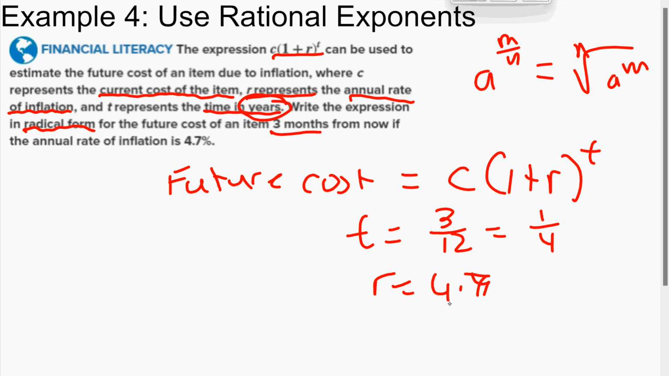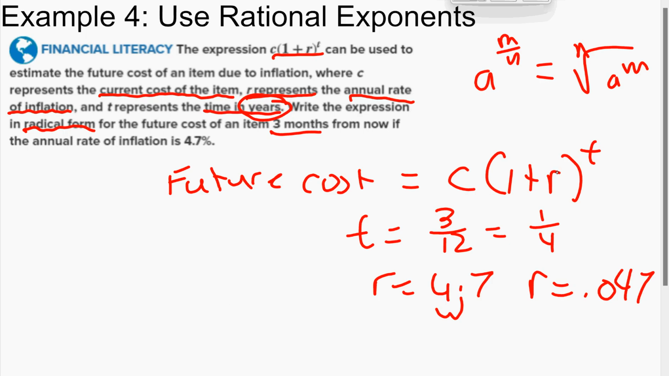From now on, the annual rate is 0.47. But it needs to be as a decimal, right? So I need to actually move this over twice. So R is actually equal to 0.047, okay, from now, okay? So then I can go ahead and plug that in, and I want to find the future cost, just write an expression. So it's the same thing.